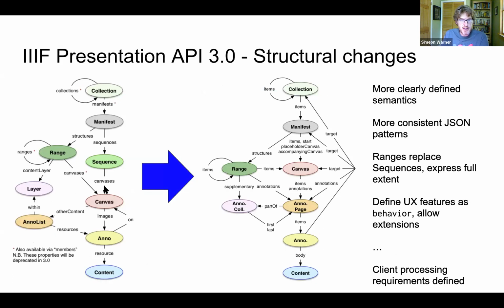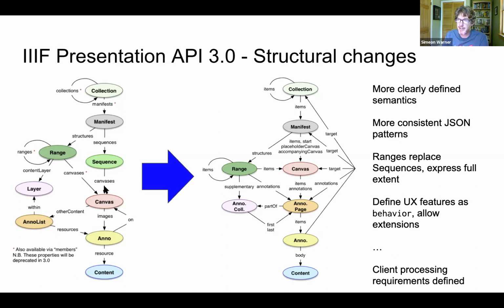There really are quite a few changes to the presentation API, including a number of structural changes. Here on the left, the sort of organizational picture of different entities in the 2.1, 2.1.1 presentation API, and then on the right, the 3.0 structure. There's been a lot of work gone into the presentation API to define semantics more clearly, to arrange for much more consistent JSON patterns, which hopefully makes it easier to generate and to consume manifests.